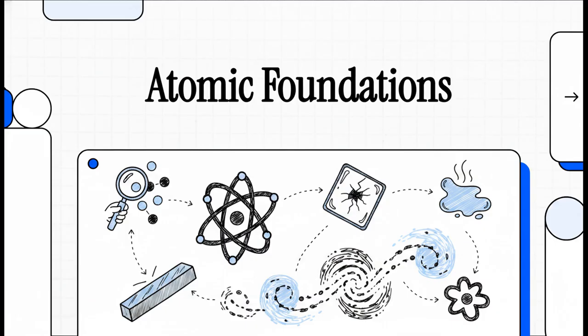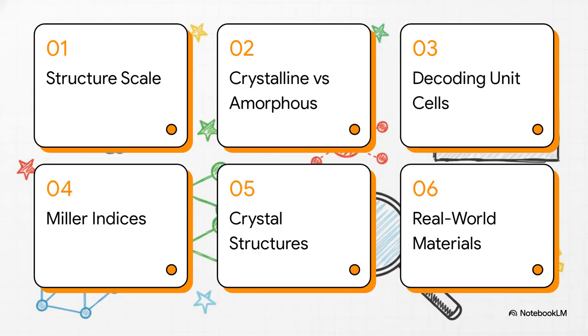So today, we're bridging that gap. We're going to look at the very foundation of the materials you specify and procure every single day. Here's a quick roadmap for today's briefing. We'll start by defining material structure scale, compare crystalline and amorphous solids, decode the unit cell, navigate Miller indices, look at engineering crystal structures, and finally apply this to real-world materials.